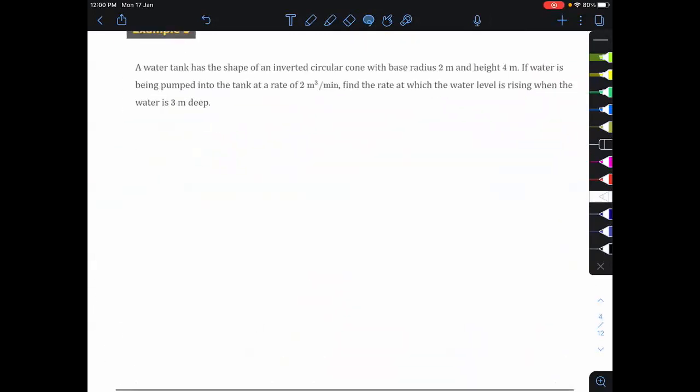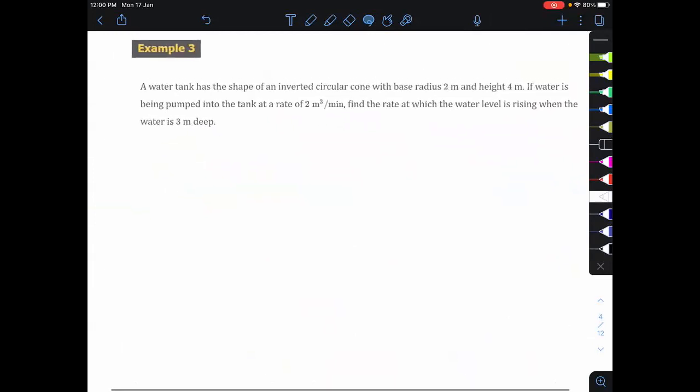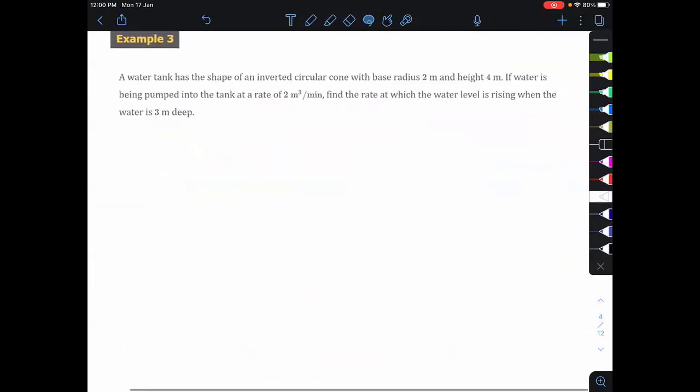Example 3. Khalid, read the question. A water tank has the shape of an inverted circular cone, with a base of 2 meters and a height of 4 meters. Yes, stop. So, guys, here you read statement by statement and then draw a figure.